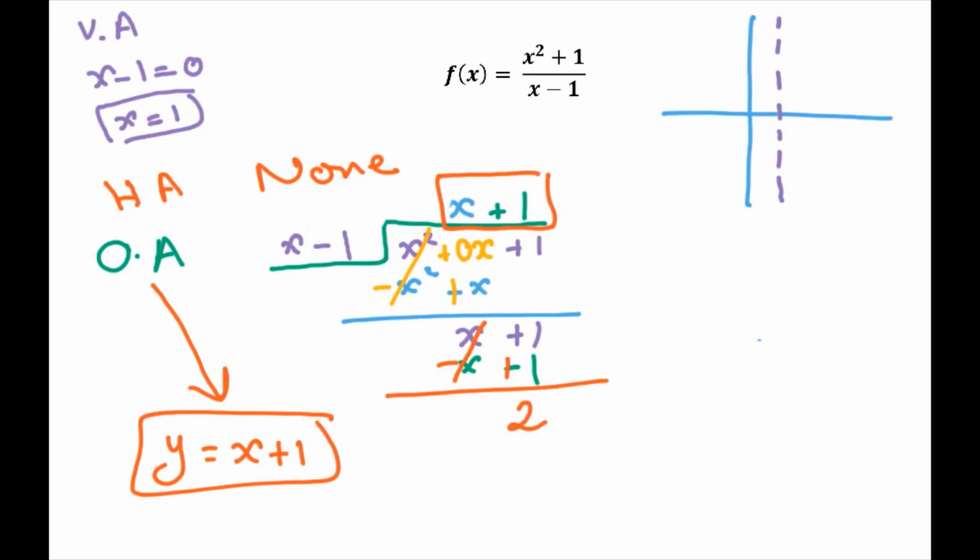Let's try to draw this line. So maybe the oblique asymptote will come somewhere here, and the function will be here and here. Okay, let's move on to the next question.